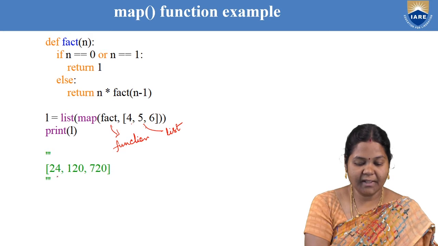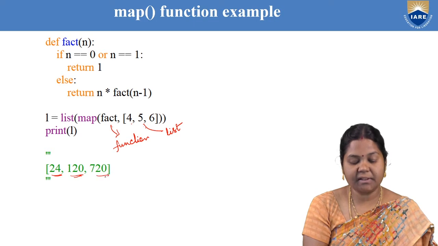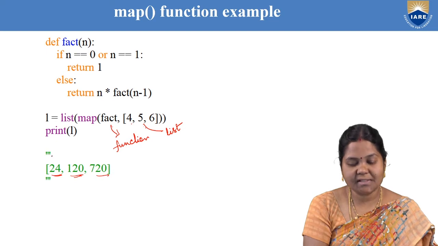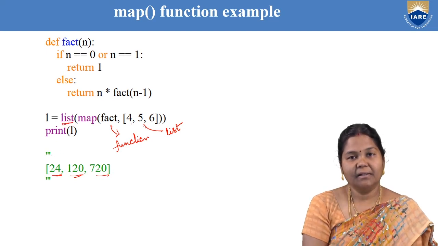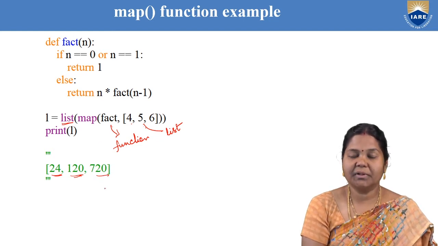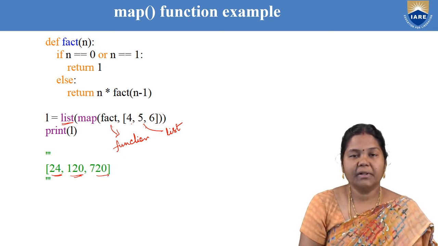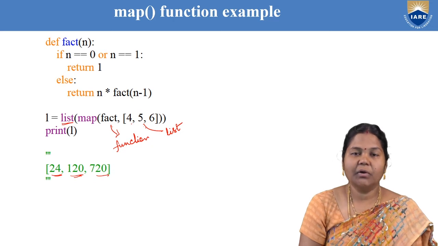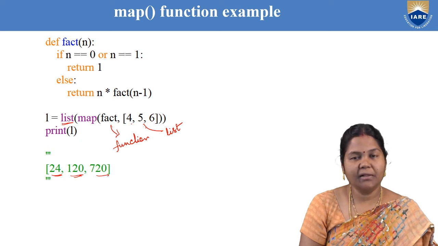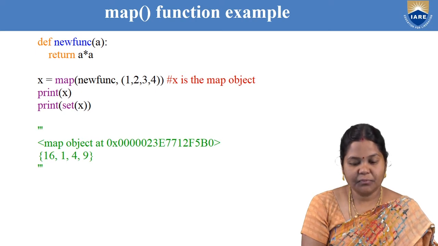So it finds factorial of 4, that is 24, factorial of 5, that is 120, and factorial of 6, that is 720. Finally, the result is stored into a list. The list function is applied as an outer function to convert the result into a list. You can see finally the output is a list. Through this, we understood that the map function can be used with any built-in function, or you can write any lambda or anonymous function, or you can create your own user-defined function and use it as the function argument. Now, let us see one more example for the map function.